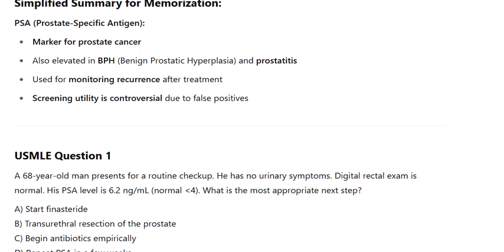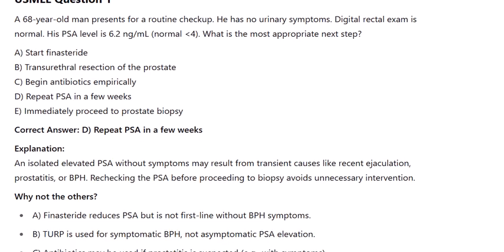USMLE Question 1. A 68-year-old man presents for a routine checkup. He has no urinary symptoms. Digital rectal exam is normal. His PSA level is 6.2 nanograms per milliliter. What is the most appropriate next step?